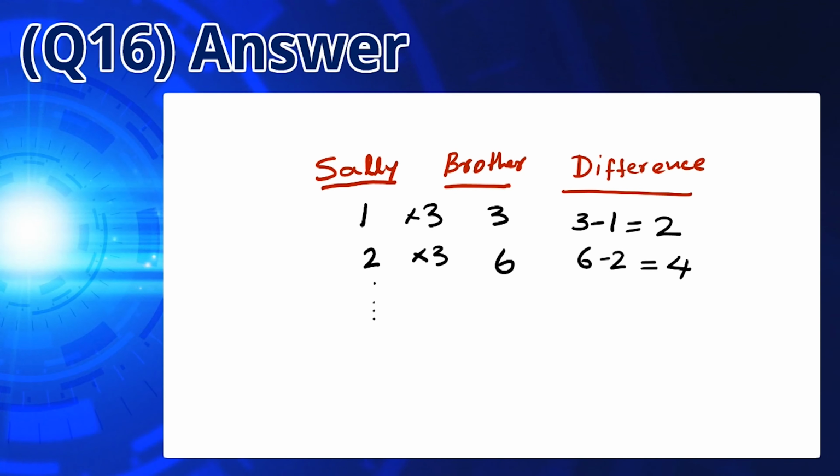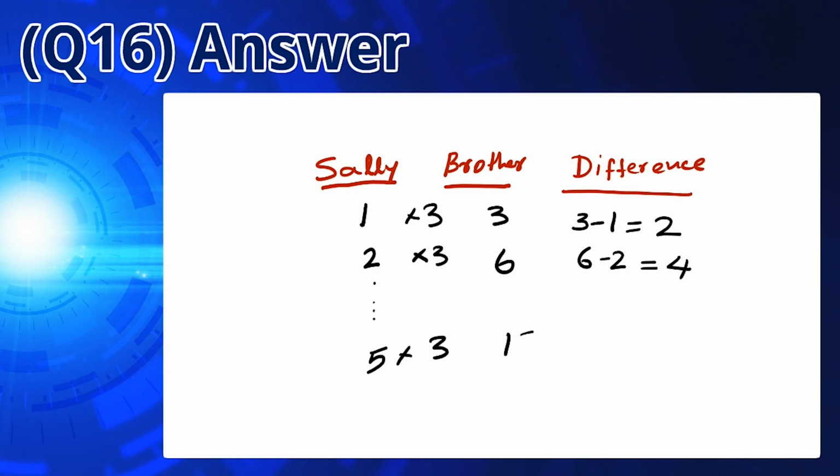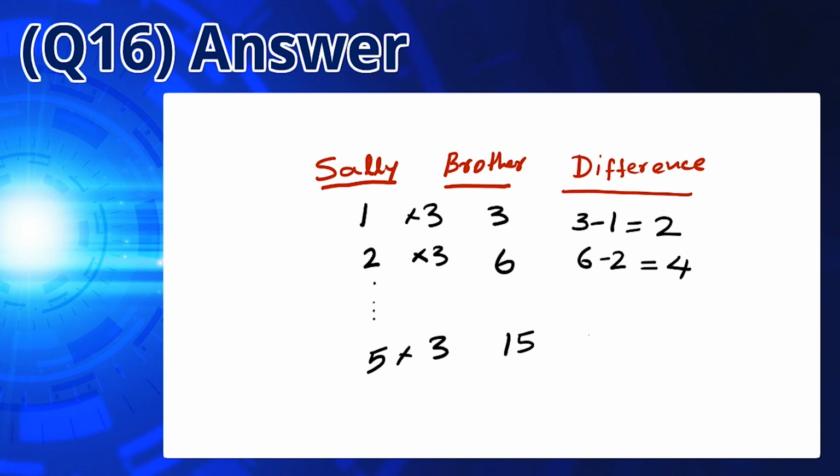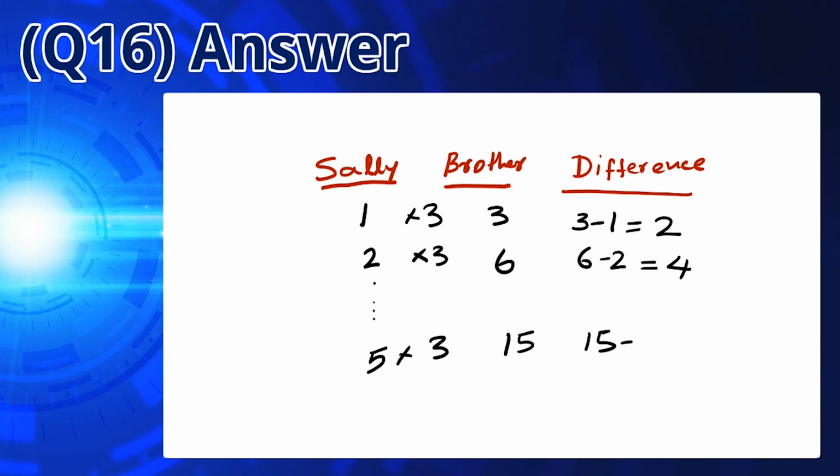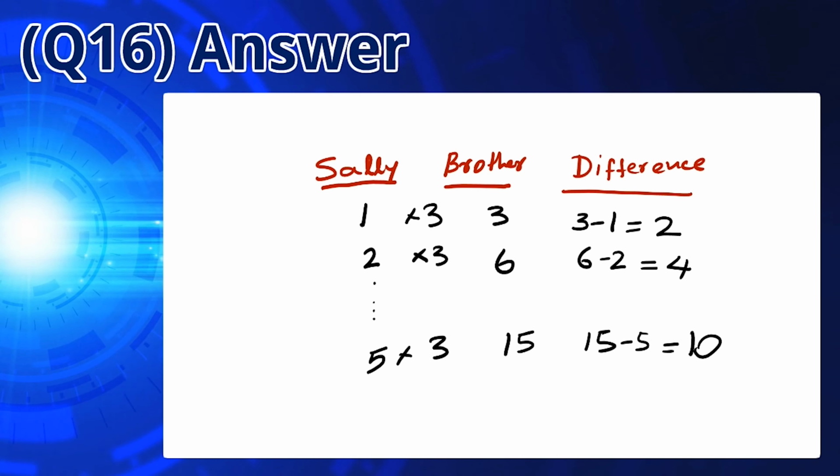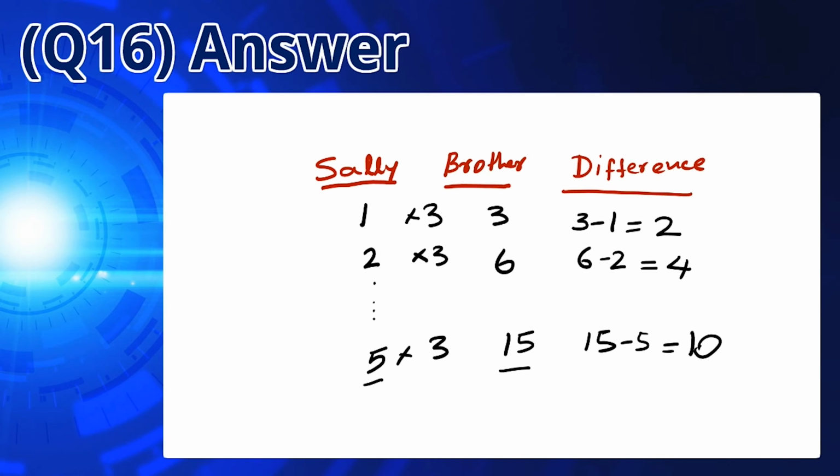It will keep on going. Take the scenario when Sally is 5 years old. Her brother will be 5 times 3, which is 15 years old. The difference is 15 minus 5, which is 10. So this means that Sally will be 5 and her brother will be 15 when the difference between the ages is 10. So the answer is B.